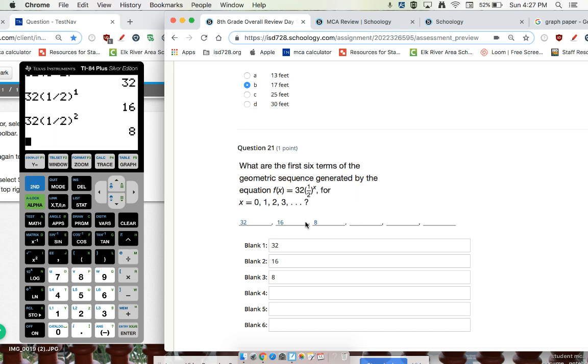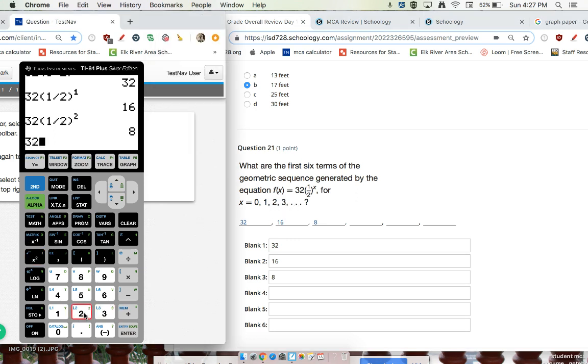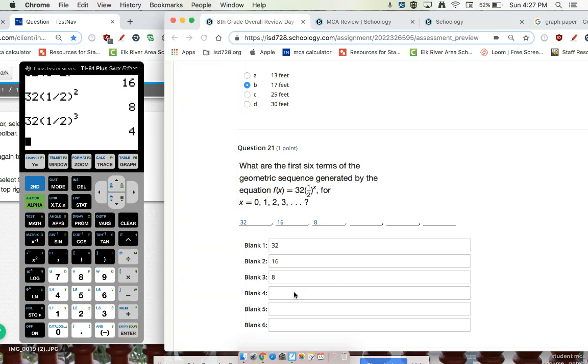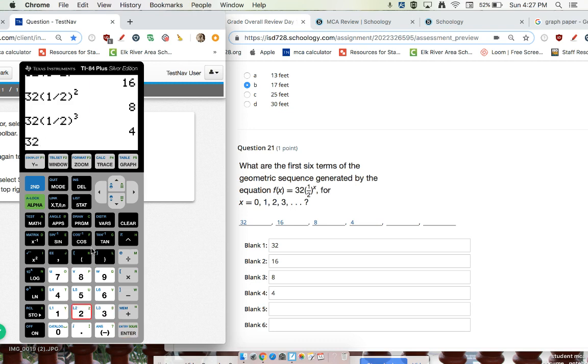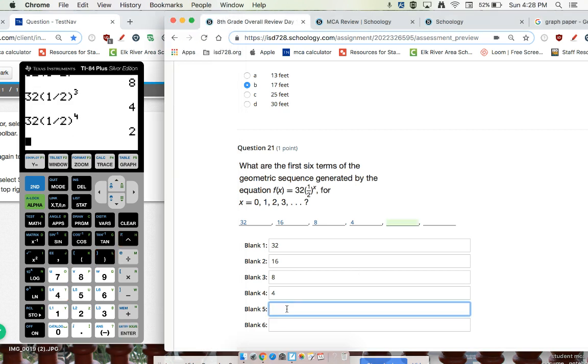Now it's my 4th term, or x is 4. Or no, it would be x is cubed, because I just did the square one. So it'll be 32 times one half to the 3rd power. That'll be an 8th. It should be 4. Yep, 4. And now I'm going to do my next one. 32 times one half to the 4th is 2. The next one should be 1.